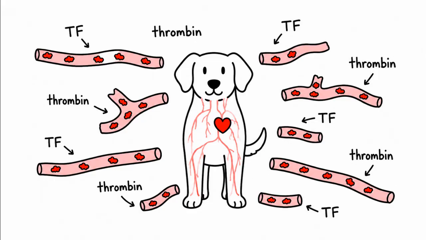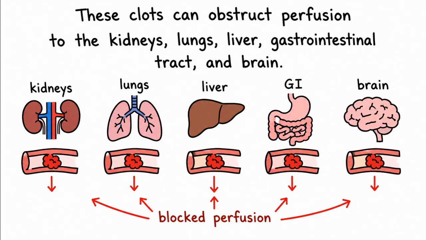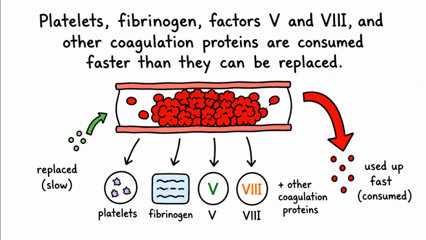In DIC, tissue factor and thrombin generation become widespread throughout the circulation, producing fibrin microthrombi inside small blood vessels. These clots can obstruct perfusion to the kidneys, lungs, liver, gastrointestinal tract, and brain. Platelets, fibrinogen, factors 5 and 8, and other coagulation proteins are consumed faster than they can be replaced.